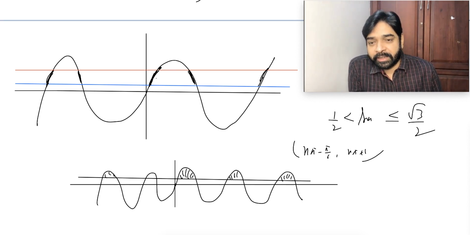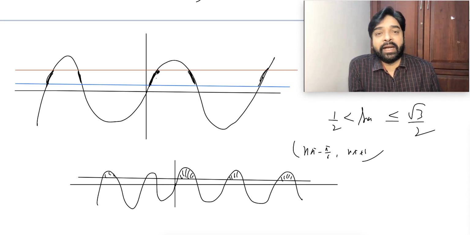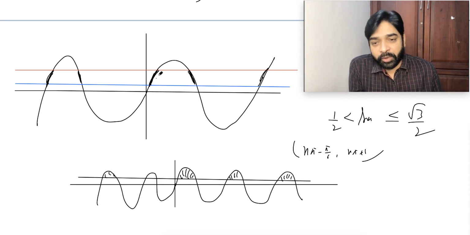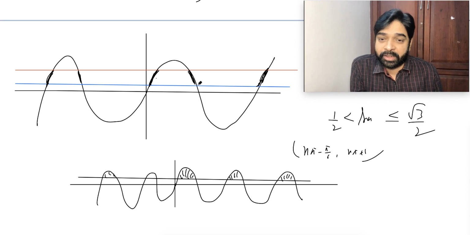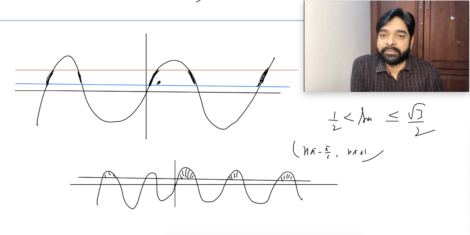Suppose you say, sir, this is the portion nearest to origin, I will select only this portion. If you select only this portion and then add 2n pi on both sides, you are getting this answer, and this answer, but you will not get this answer, because this shape is different from this shape. Did you understand the point?